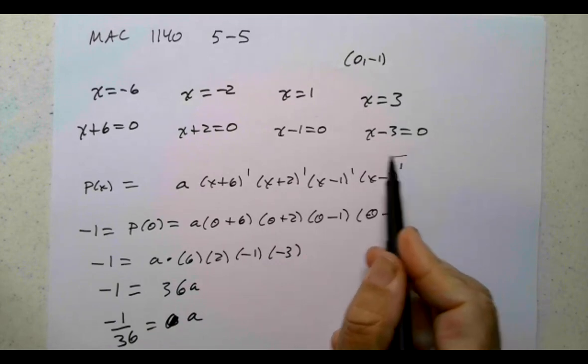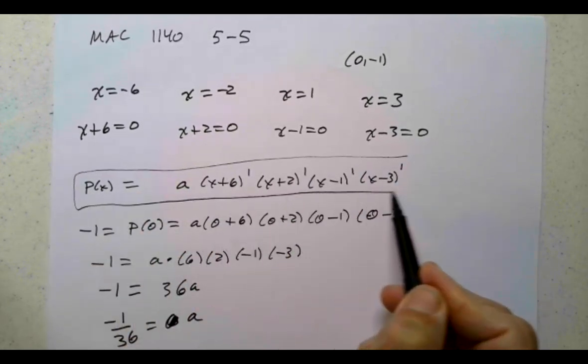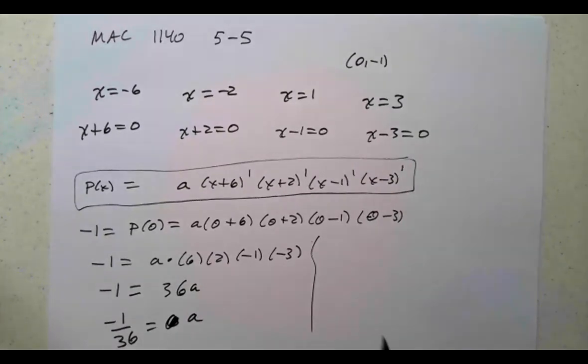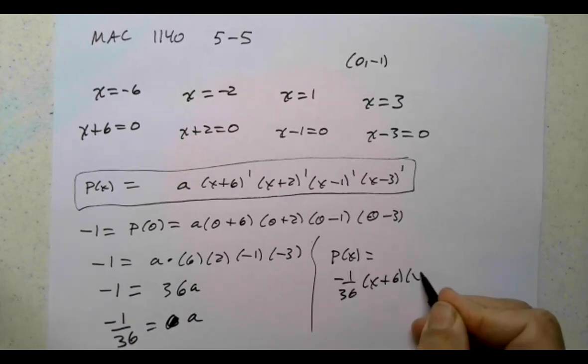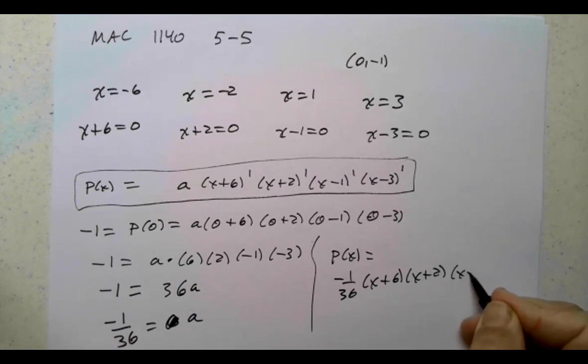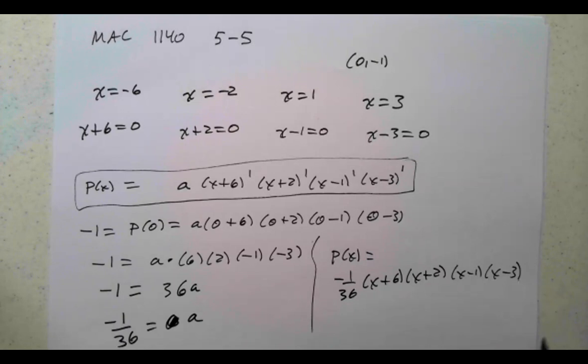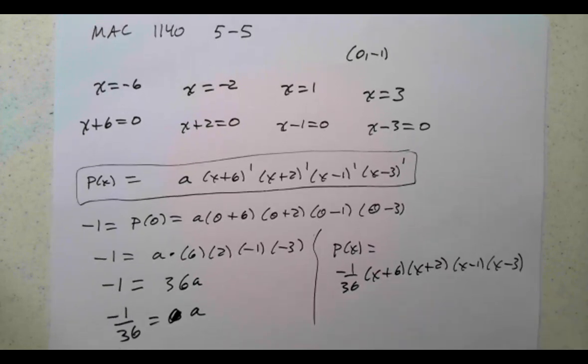So remember, this is where we were before. So plugging in the -1/36 then, I will get p of x equals -1/36 times (x plus 6)(x plus 2)(x minus 1)(x minus 3). But let's take a look at this on Desmos and see if that is what I need it to be. So I'm going to plug that in to Desmos.